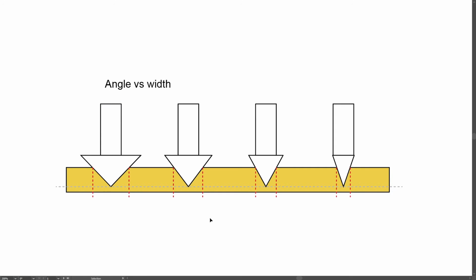Next is the angle of the bit versus the width of the cut. Now all these are different angles and they are all cutting at the same depth, but what we can clearly see is they are cutting different widths based on that same depth. And again, it is just something to bear in mind that a wider bit is going to naturally give a wider cut even at the same depth. And again, referencing what I said earlier, that can often mean more force on the bit when it is machining.